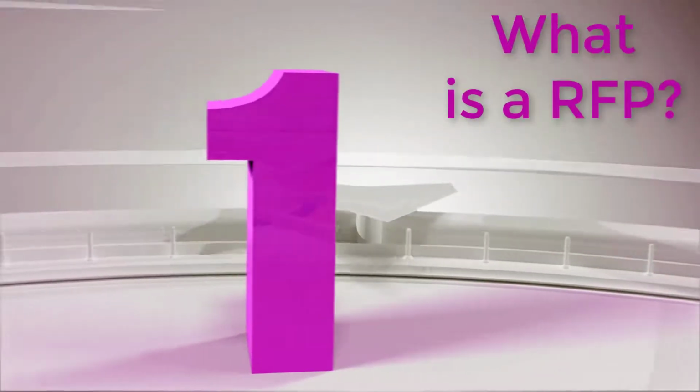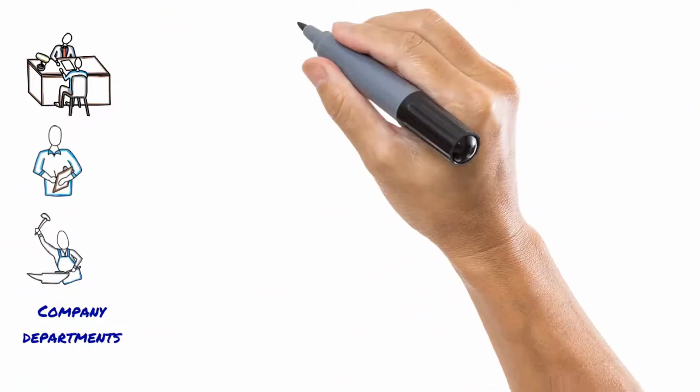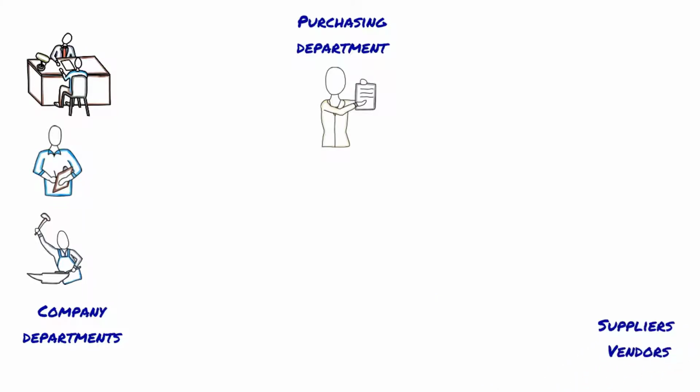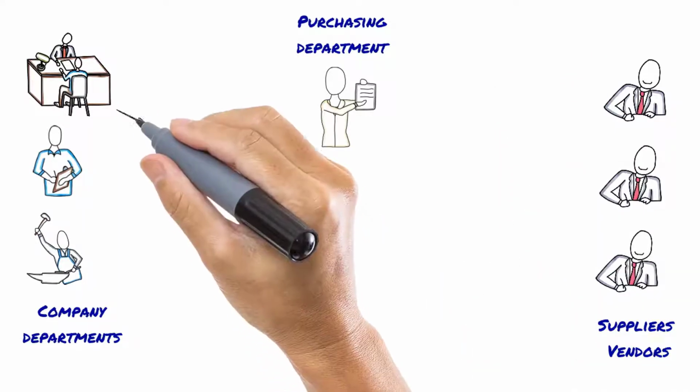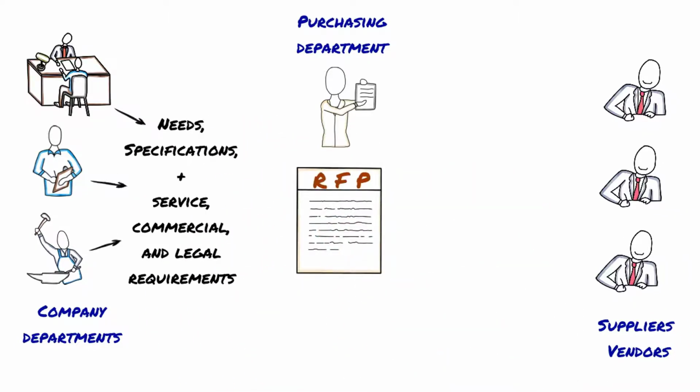Let's get started. The purchasing process has 3 main groups of stakeholders: the company departments, the purchasing department, and the suppliers. Once there is a product or service needed in one or more business units, they contact the purchasing department to start the purchasing process. The needs, specifications, and requirements are defined by the internal stakeholders and consolidated in a document called RFP. The purchasing department may publish or select some vendors to receive the RFP.